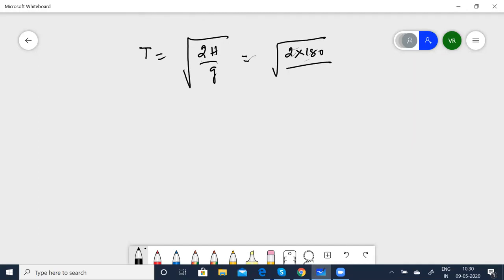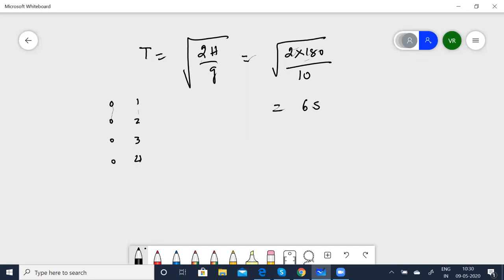Time taken for the first ball to reach the ground is T equal to root of 2h by g. Substitute root of 2 times 180 by g. Let us take g as a whole number 10 instead of 9.8, which gives 6 seconds. So I can draw the position of balls like this: 1, 2, 3, 4. This is the first ball, second ball, third ball, and the fourth ball.